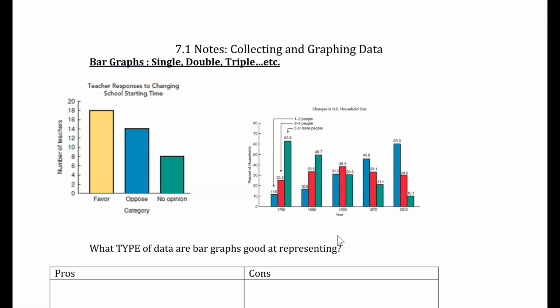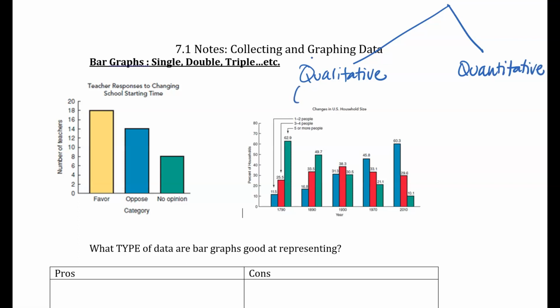So before we jump into bar graphs, which is our first type of graph, I want to just talk about some different types of data that you might want to graph. There's really two main types of data: qualitative and quantitative.